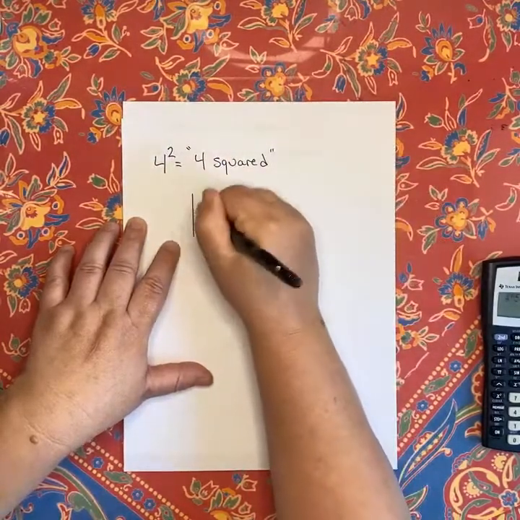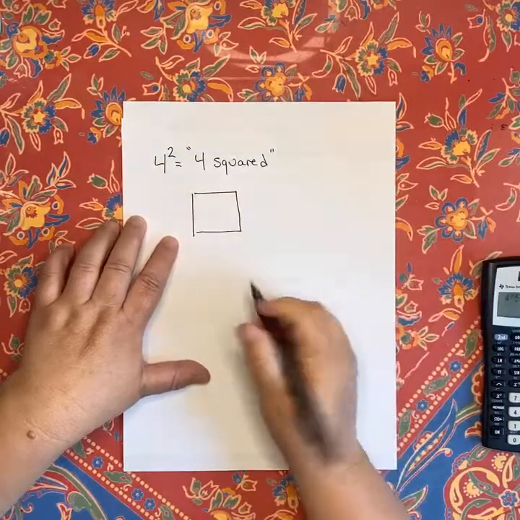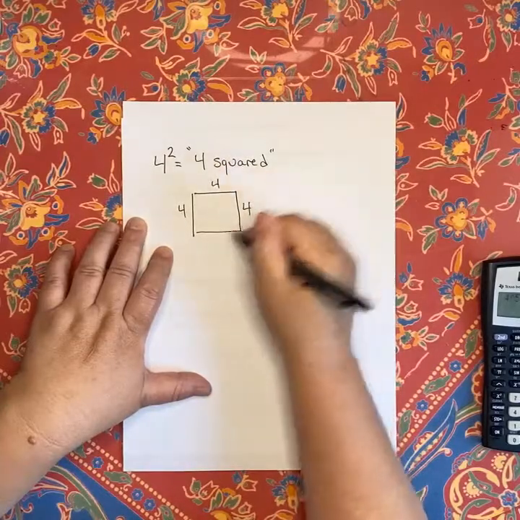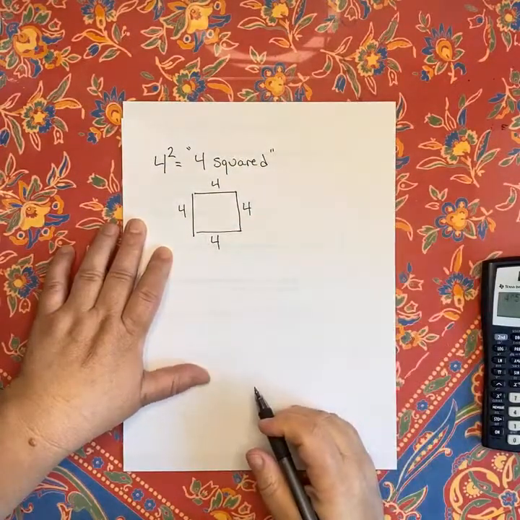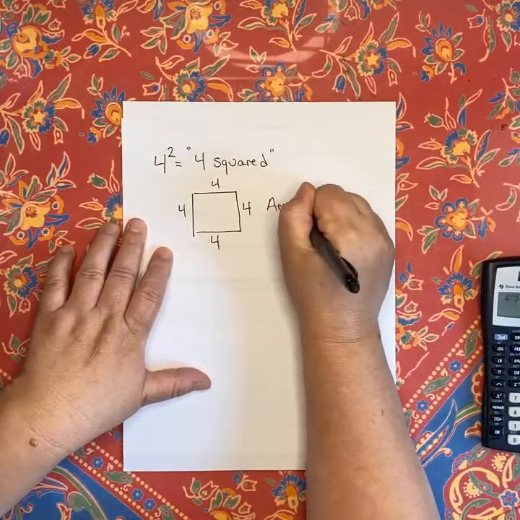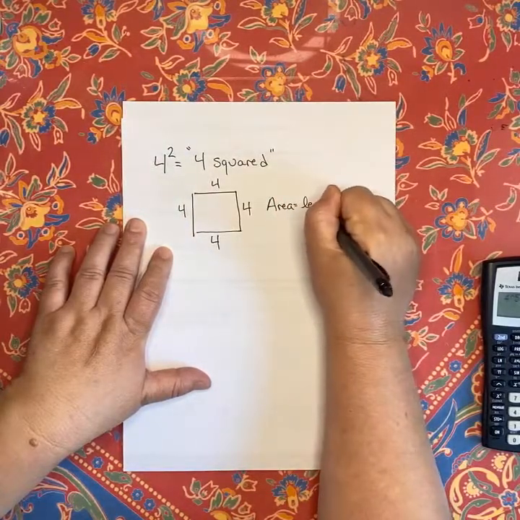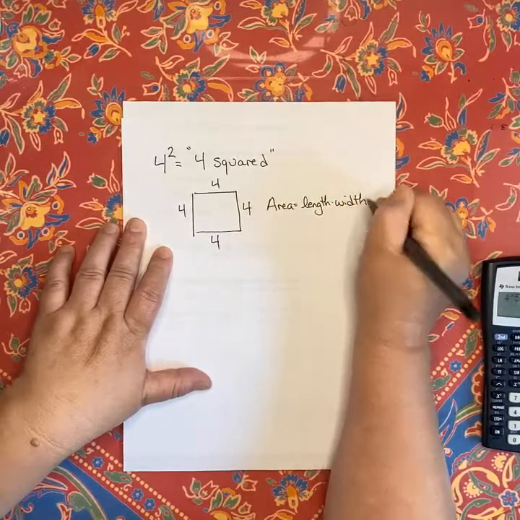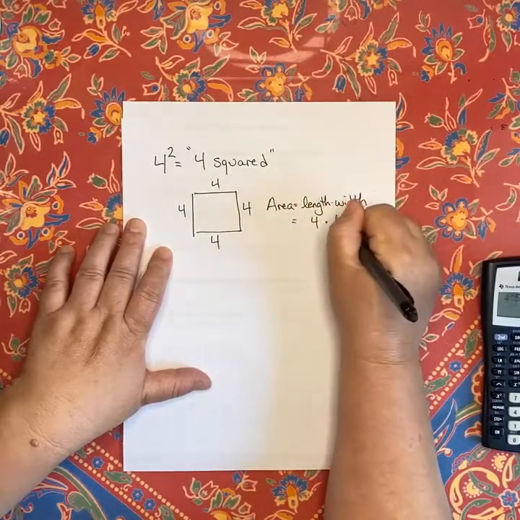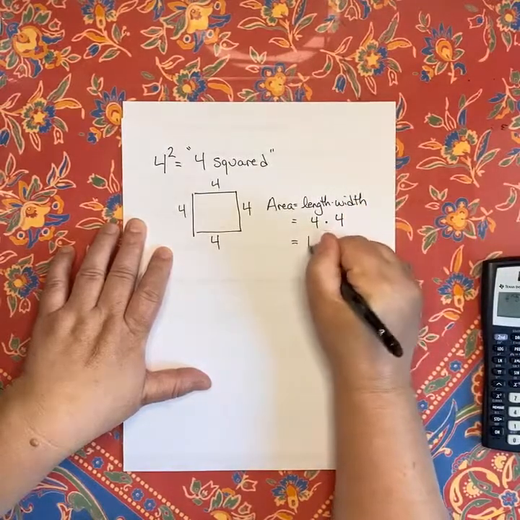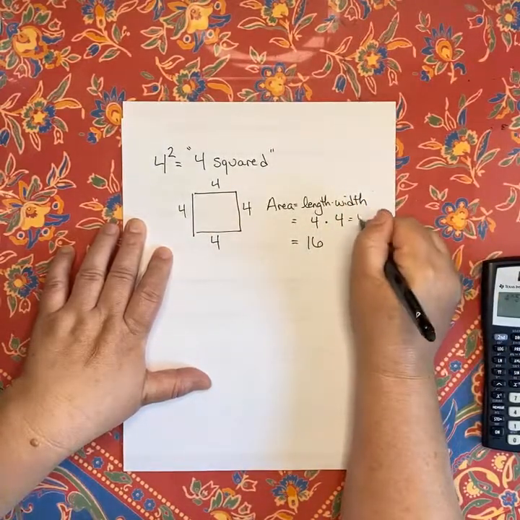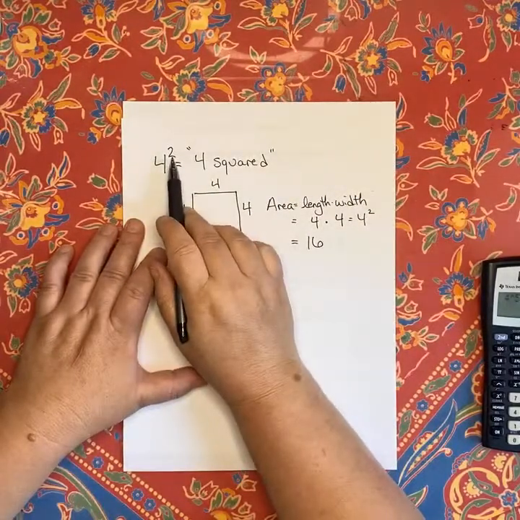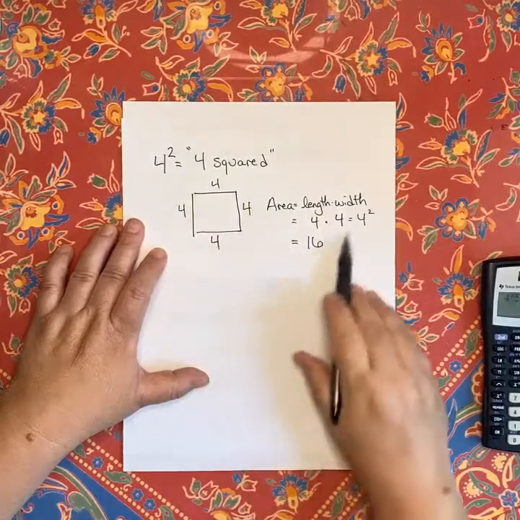The reason for that is if you take a square, let's pretend that's a square. In a square, if one side has length 4, all sides have length 4. And the area, which is the length times the width, is 4 times 4, which in this case equals 16, but it also equals 4 to the second power. So when something is to the second power, it's considered squared because it's like the area of a square.